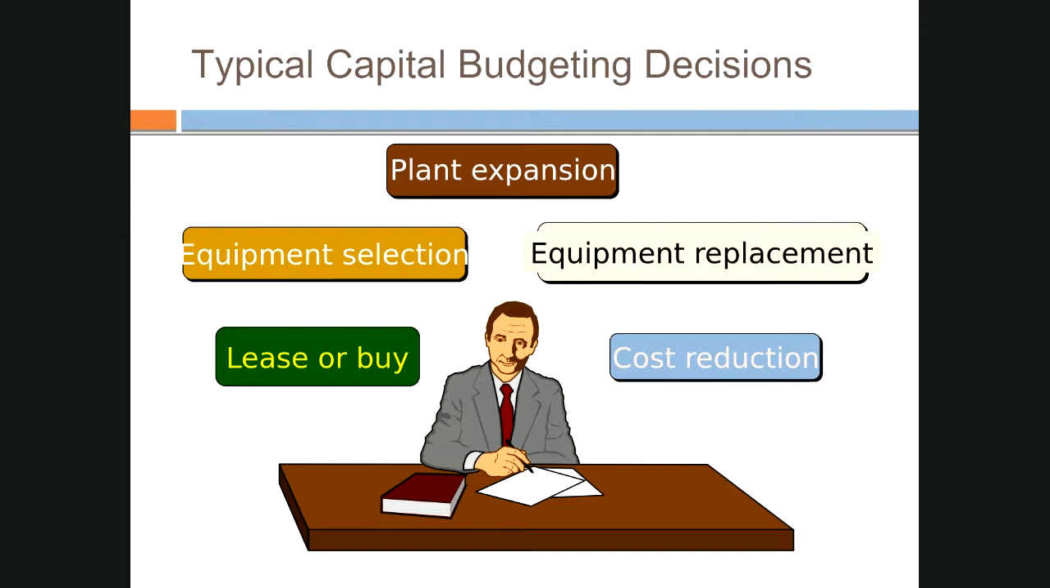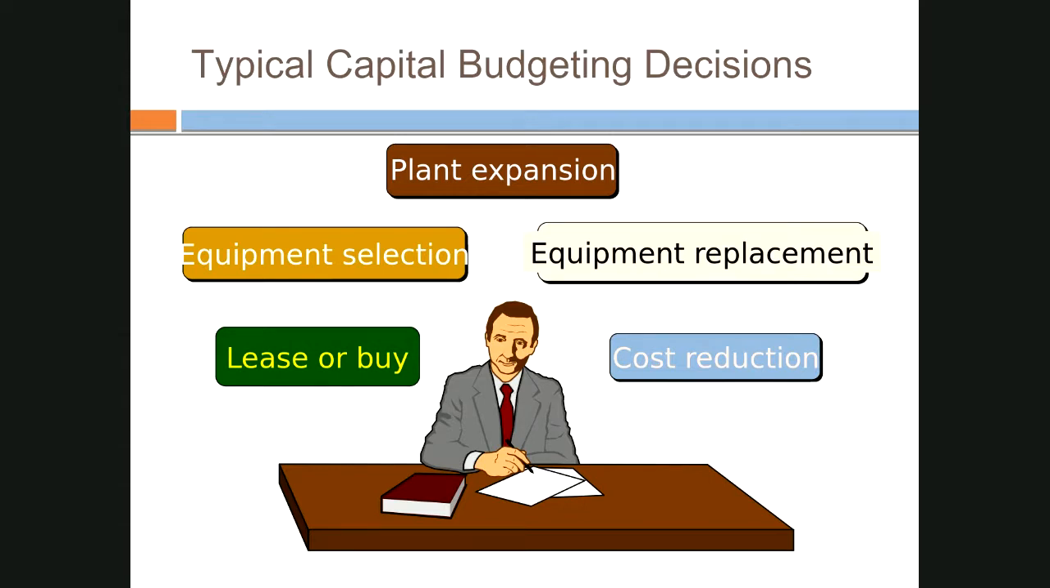So first one is the plant expansion. So you already have your building and you want to, for example, your building only has seven floors and you want to extend that to 10 floors, or you want to construct an additional wing, for example. So that is plant expansion.